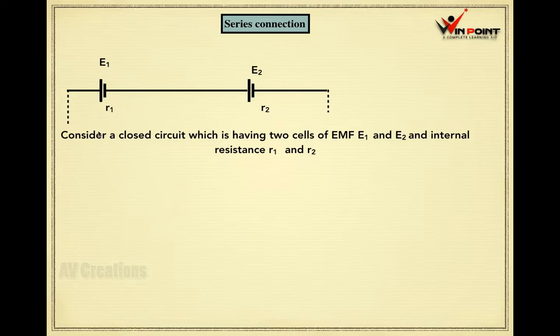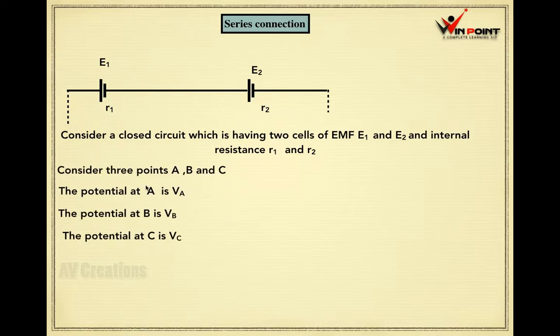We are going to consider some points. Consider 3 points A, B, C. The potential at A is VA, the potential at B is VB, the potential at C is VC. So these are the 3 points A, B, C, and here the potential is VA, here VB, here VC. First we are going to find the potential difference between A and B. We can write VA minus VB.